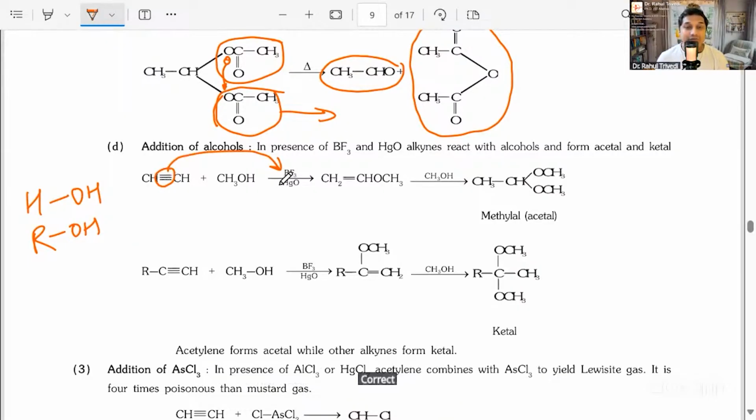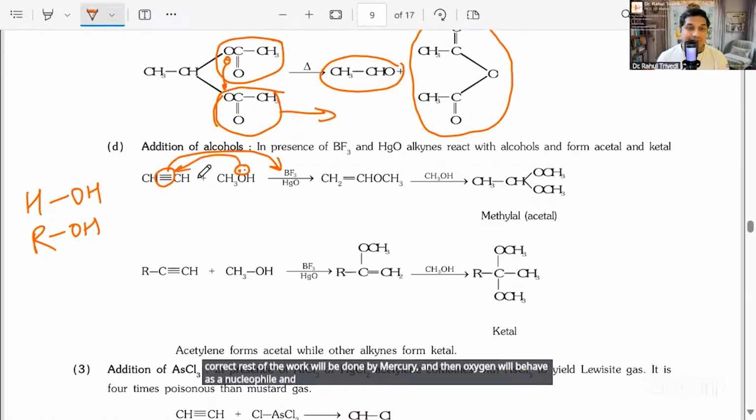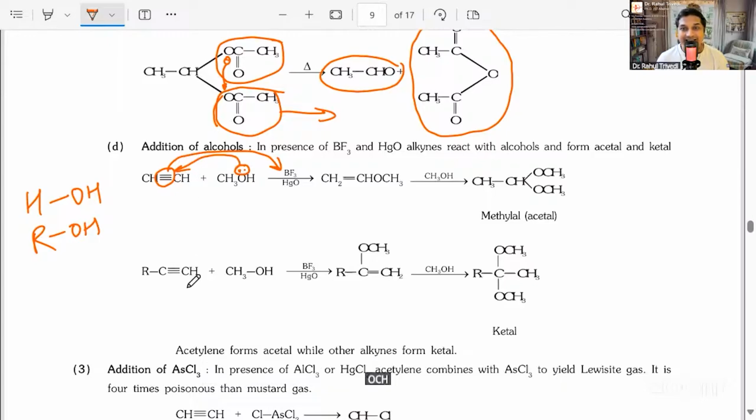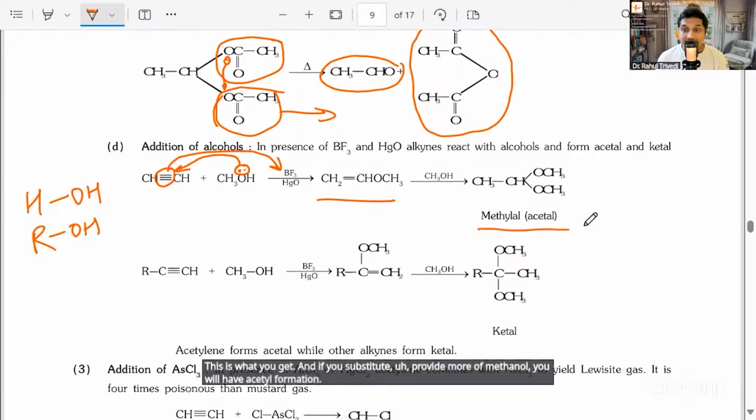Correct? Rest of the work will be done by mercury, and then oxygen will behave as a nucleophile and give his electron there and get connected. Nice. OCH3. Understood? OCH3 gets connected. This is what you get. And if you provide more of methanol, you will have acetal formation. Please see here, this is called acetal.